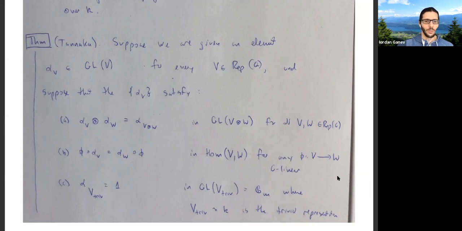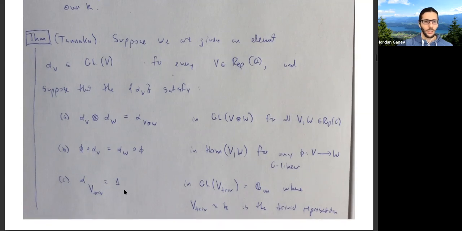So phi takes the alpha v to alpha w. It's compatible with these alphas. And notice that this equality lives in just Hom(V, W). It's not necessarily G-linear, because these alphas are not necessarily G-linear.